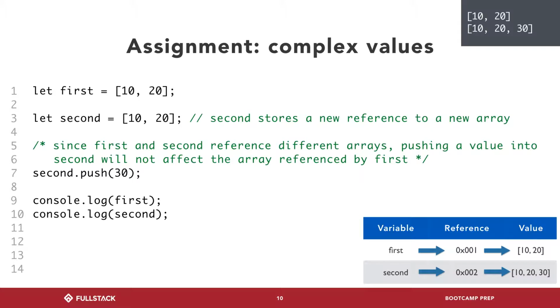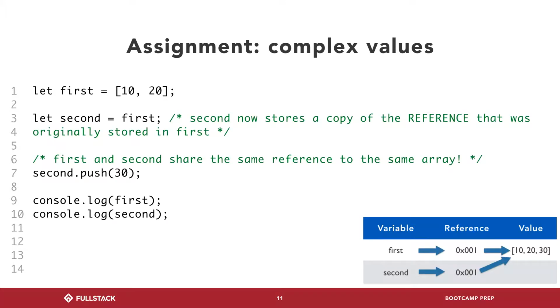And so when I add the number 30 to the second one, it doesn't change the first one, because first never had any association with second. They were always different. They just happened to have the same values at that moment in time. So this one I think most folks understand pretty conceptually, but this is the one that I'll draw out now.